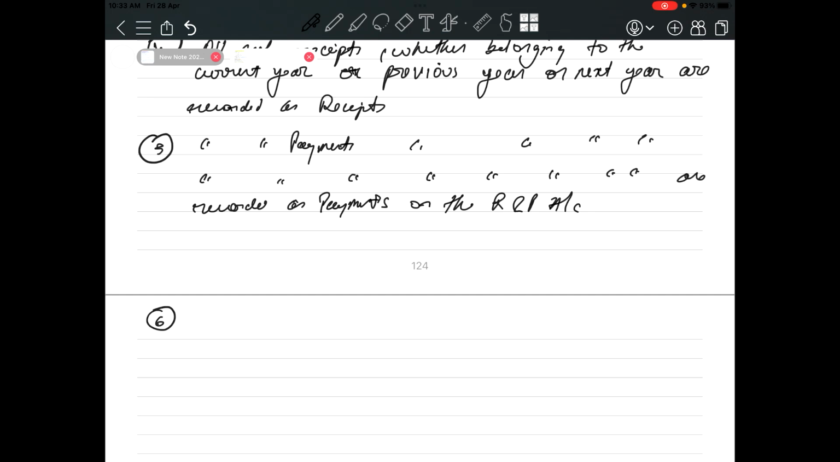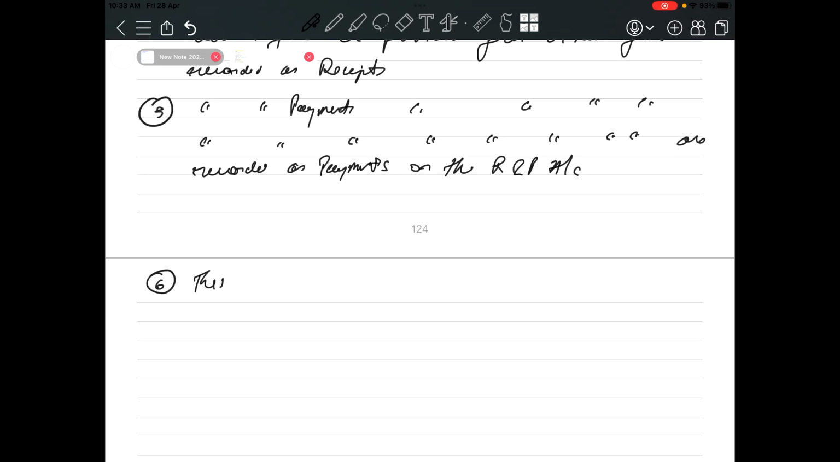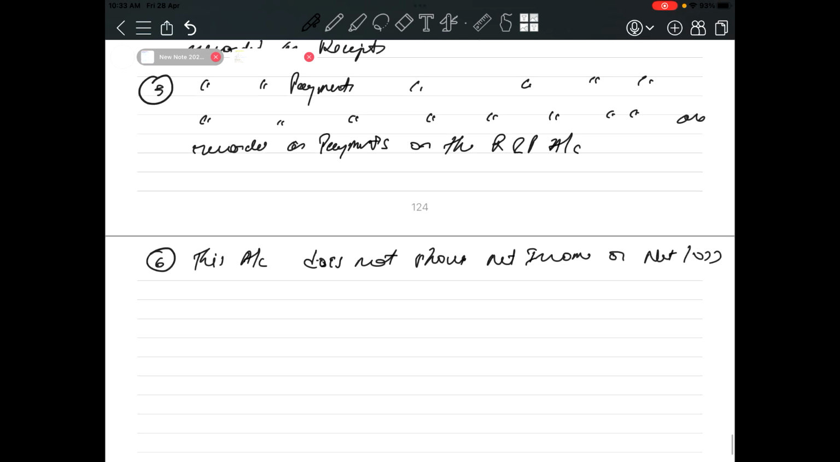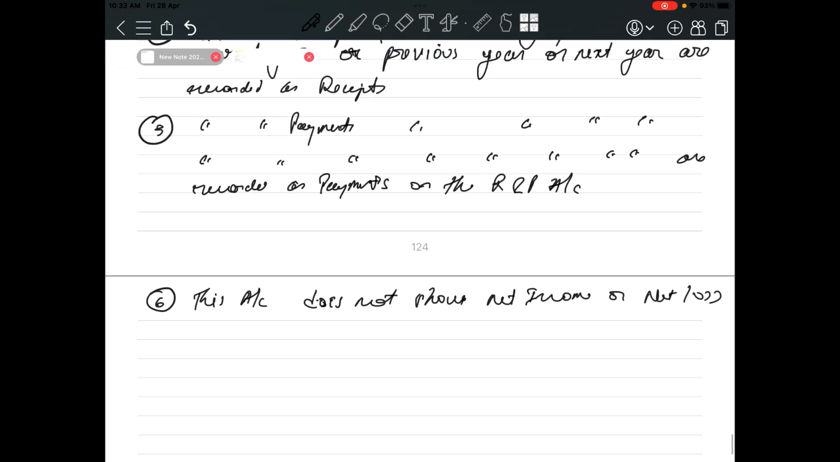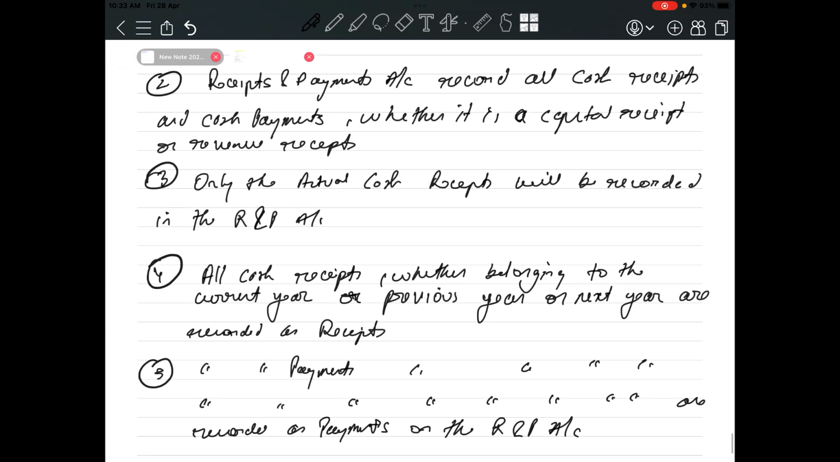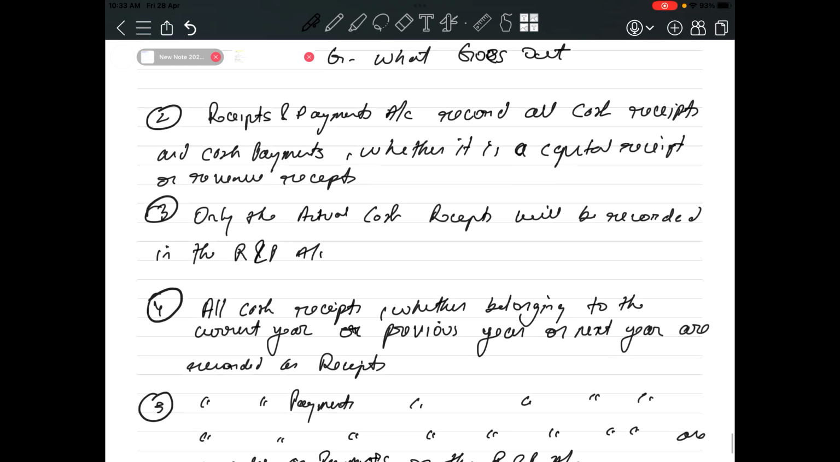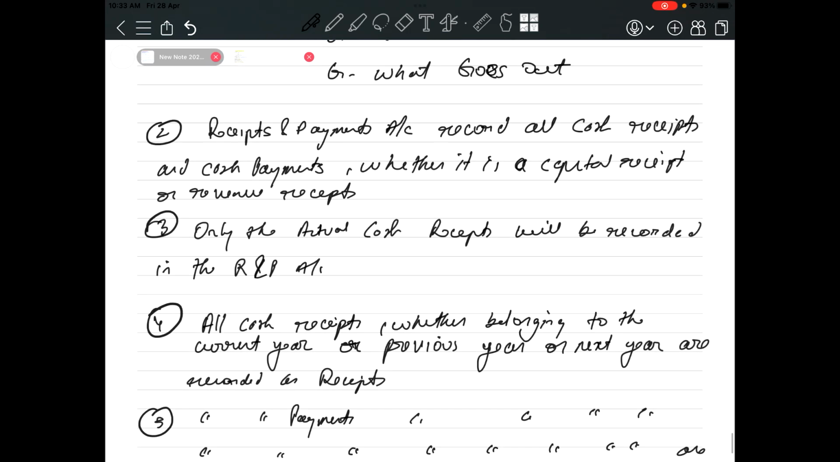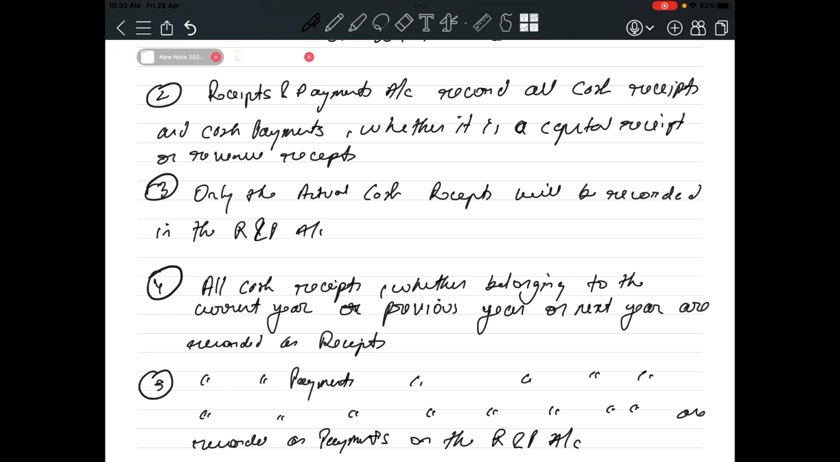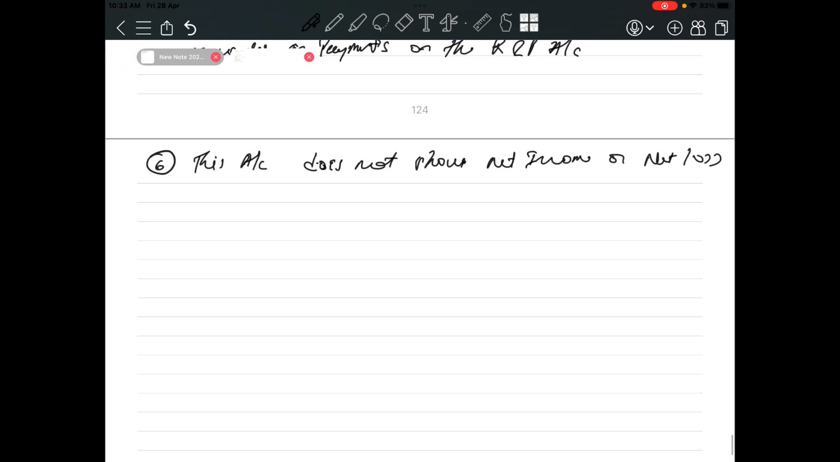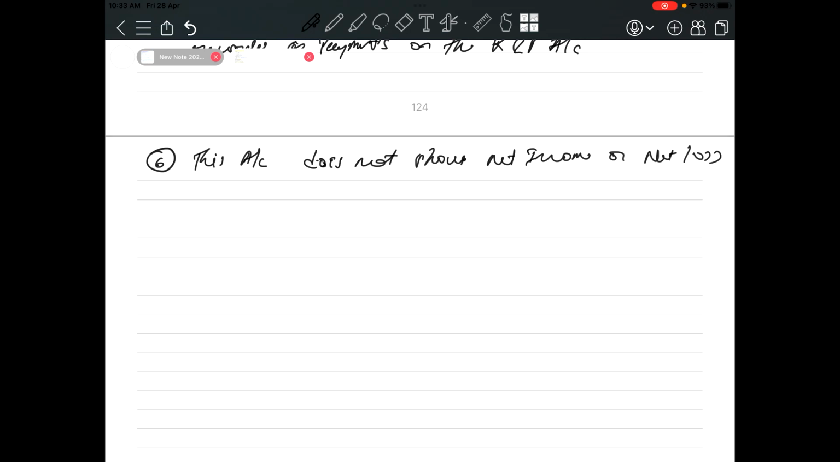Point number 6: this account does not show net income or net loss. Now this is all about receipt and payment account. If you want, you can pause the video and note this down. This is the last point.